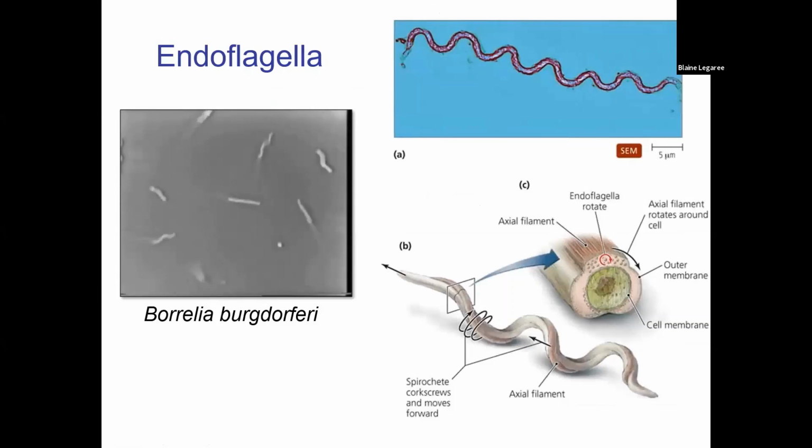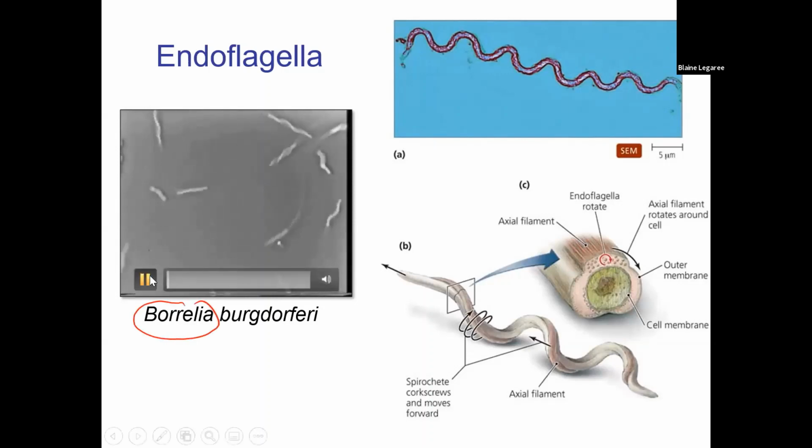And it has something unique called an endoflagella. So rather than the flagella being outside of the cell, the endoflagella is basically stuck in the periplasm, between the inner and the outer membrane of this gram-negative organism. So the whole organism itself actually corkscrews and moves around. This organism here, Borrelia, is the organism that causes Lyme disease, and its ability to corkscrew actually helps it to invade new tissues.